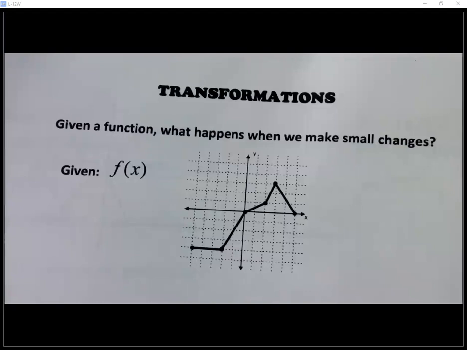We can do anything to these functions, and they all sort of follow the same general pattern. So once we learn that pattern, we can do anything, if we recognize what is being done, that is. Okay, so let's take a look at the first thing that we could do.